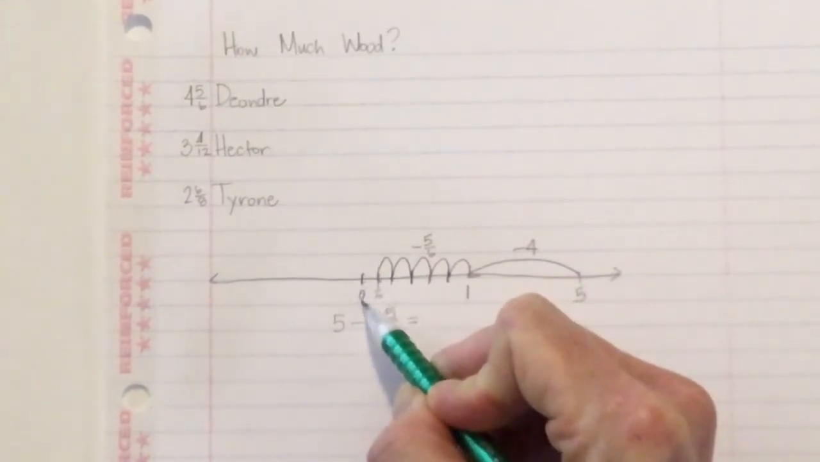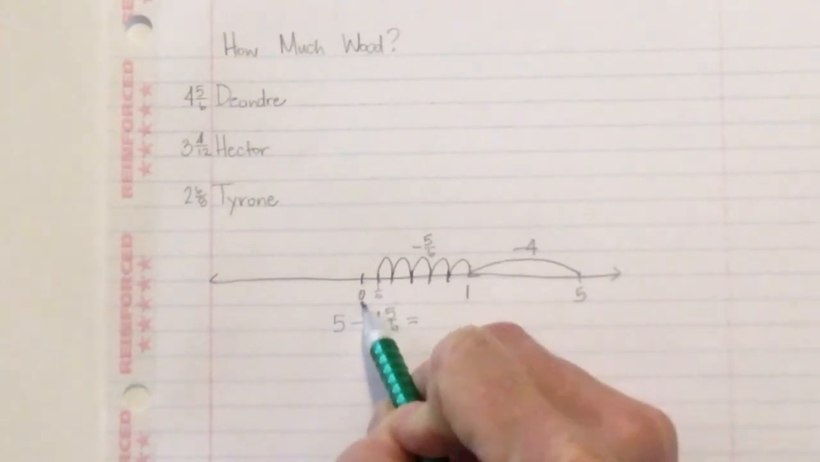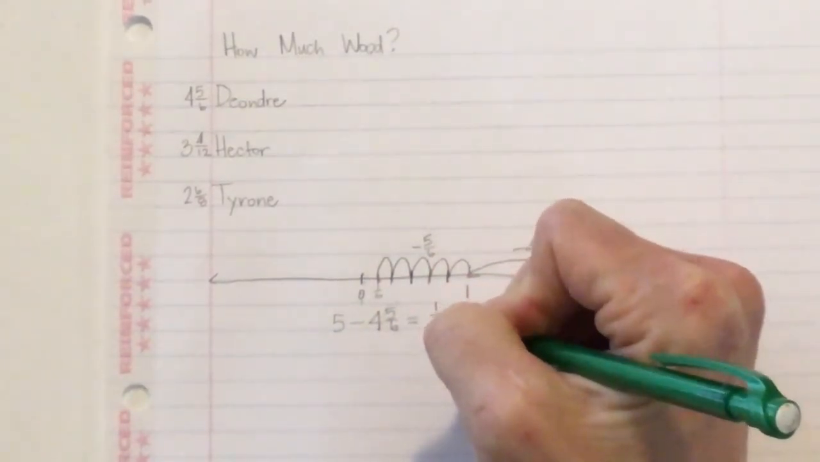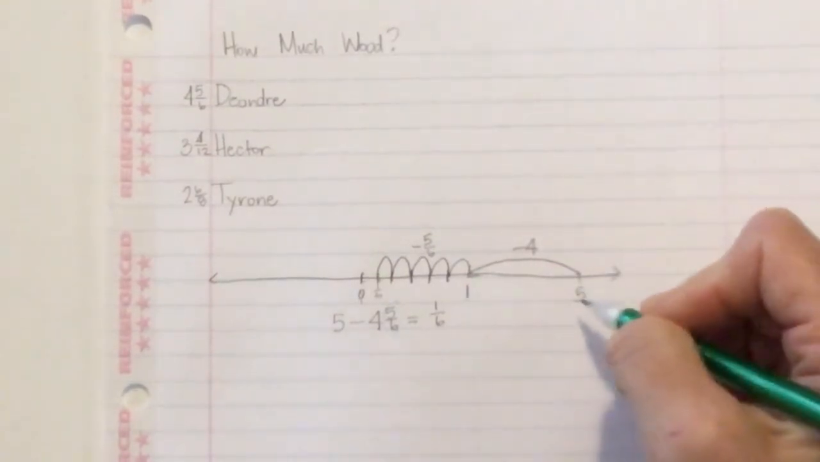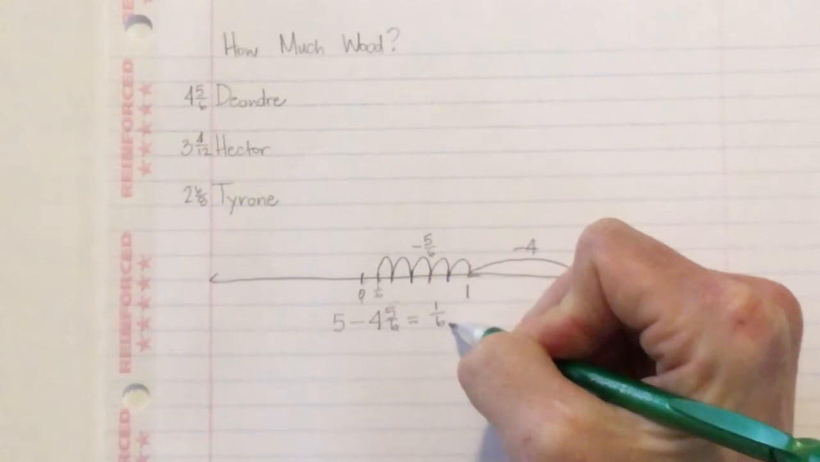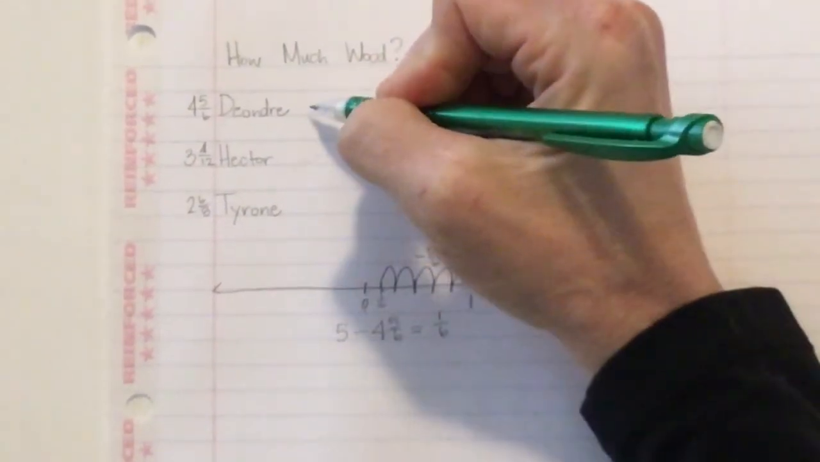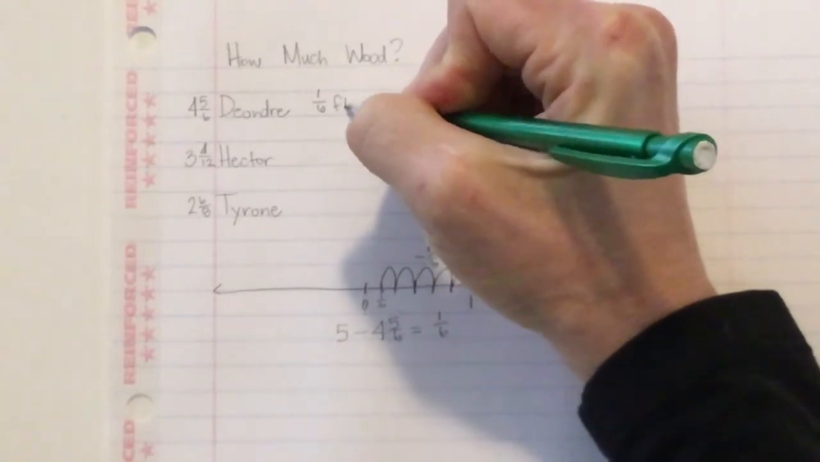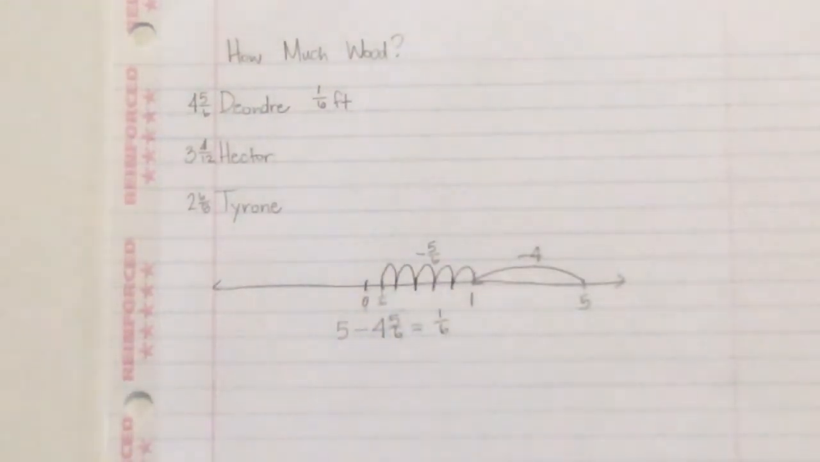My whole number is 0, so I do not write 0 and 1/6. I simply write 1/6. This number cannot be reduced, so 1/6 is my final answer. So come back up to your chart and write that DeAndre had 1/6 of a foot of wood left.